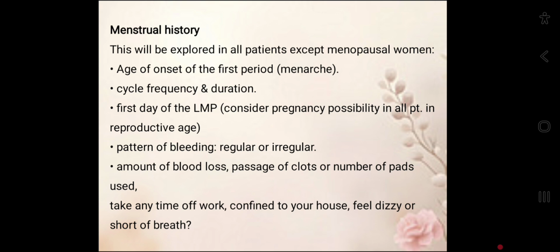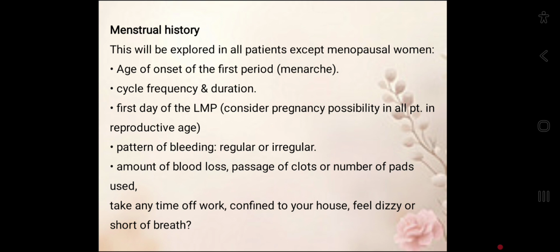Menstrual history will be explored in all patients except menopausal women. Menopause is defined as 12 consecutive months of amenorrhea, or in surgical menopause following hysterectomy or oophorectomy. Okay, menstrual history: ask about menarche. Menarche is defined as the age of onset of first period.